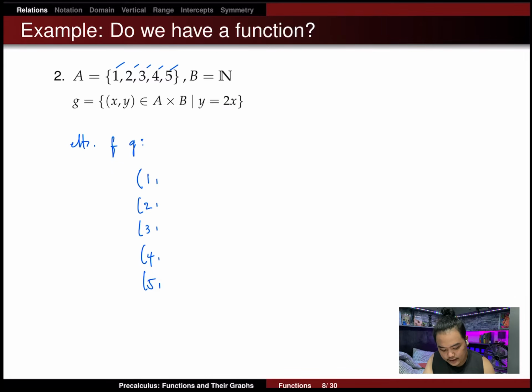And how do you get the y component? You double the x based on this one. So you get 2, 4, 6, 8, 10. So the question now, is this a function or not? Okay, so I just wrote down how we got it.